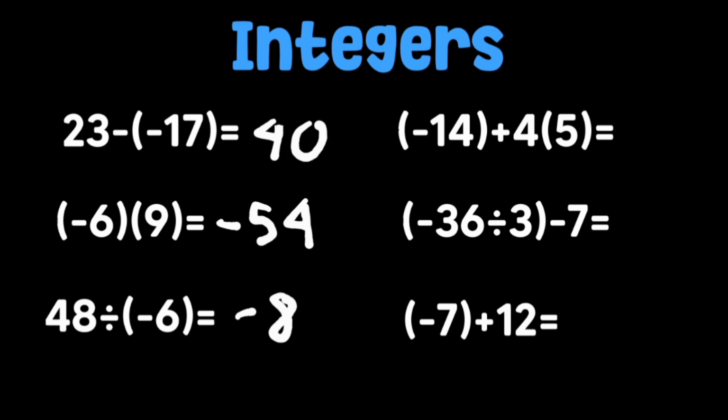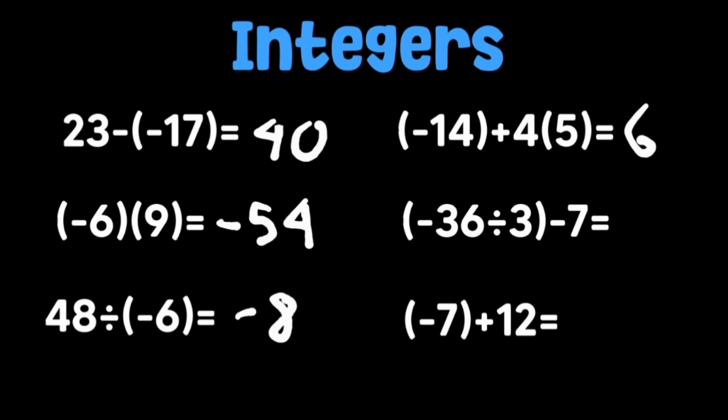For the next one, we have -14 plus 4 times 5. Considering the order of operations, which I will also be making a video on soon, we first have to multiply before doing any additions. So 4 times 5 is 20. And we have 20 plus -14, which will give us 6.